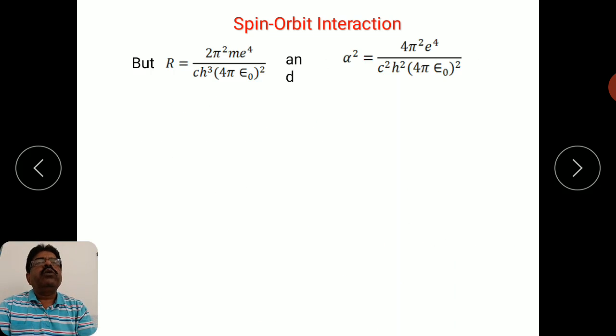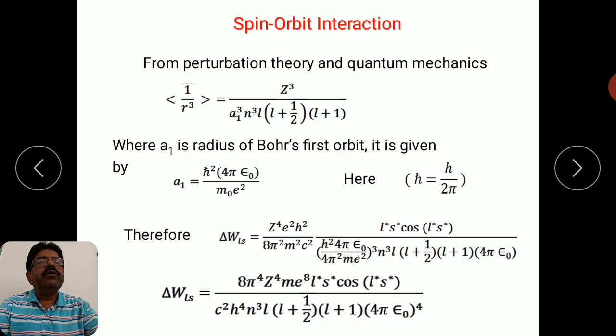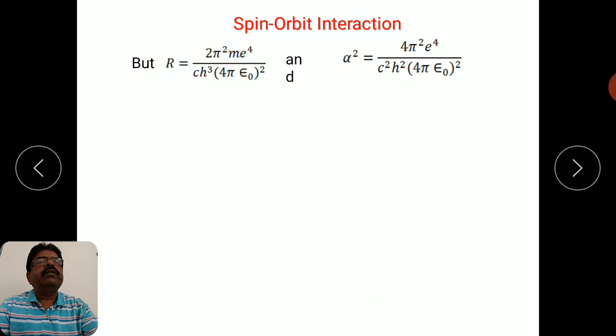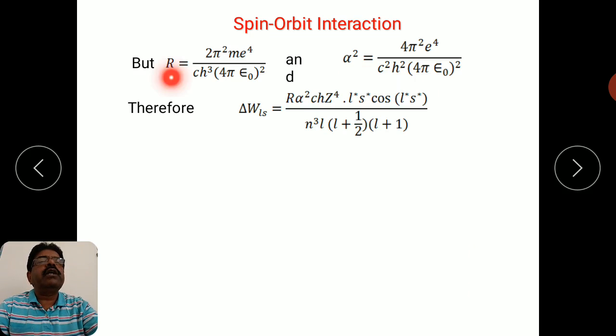Okay, so now in this particular equation we shall substitute two constants. One constant R is the Rydberg constant: 2 pi square m e raised to 4 upon c h cube into 4 pi epsilon 0 bracket square. And alpha square is equal to 4 pi square e raised to 4 upon c square h square 4 pi epsilon 0 bracket square. So this is the Rydberg constant and this is the fine structure constant. Therefore, if you substitute this R and alpha for these terms in the earlier equation, the equation will be simplified in this manner.